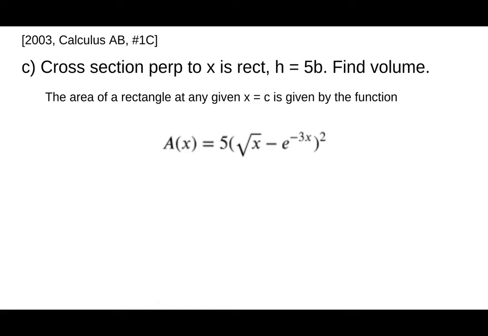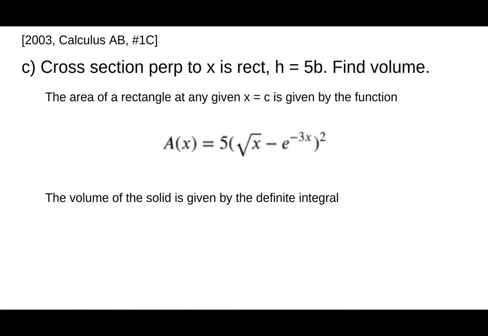So that value would be a function A of x equals 5 times the difference between those values squared, because I have 5 times that difference is the height, and then that difference is also the base. So I have two factors of square root of x minus e to the negative 3x, squared. Right, so that is my area function. That tells me the area of one of these rectangles anywhere in that interval.